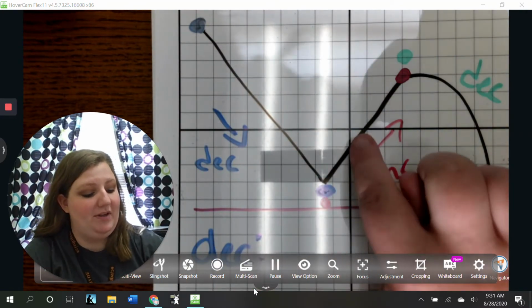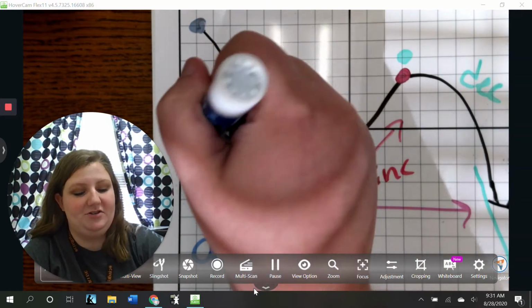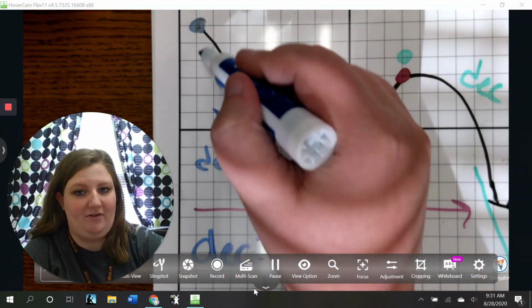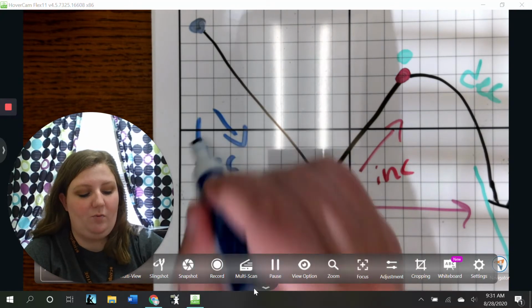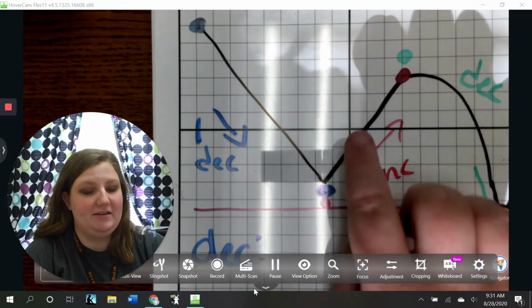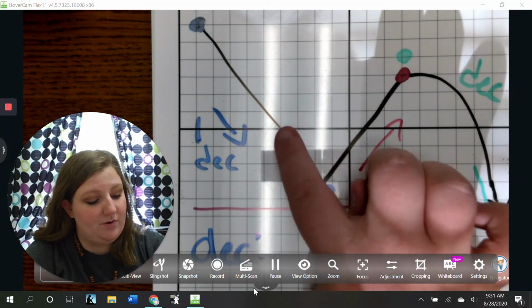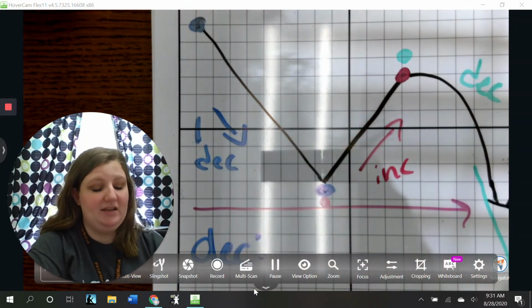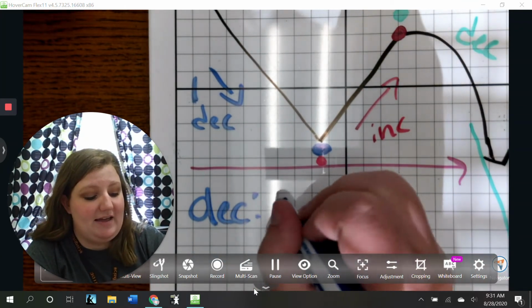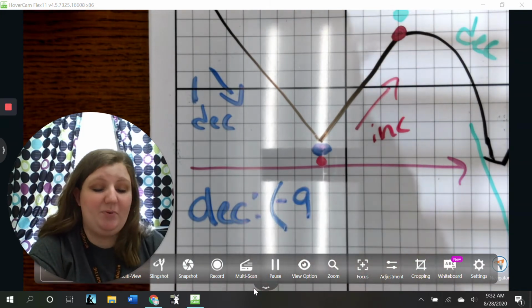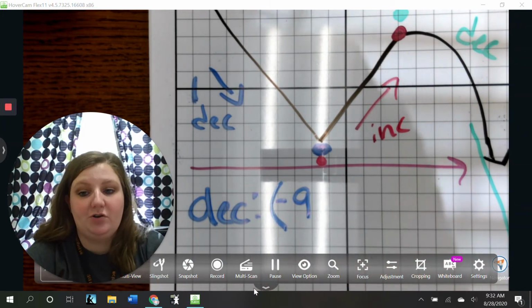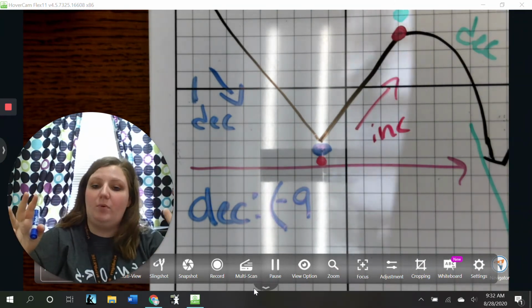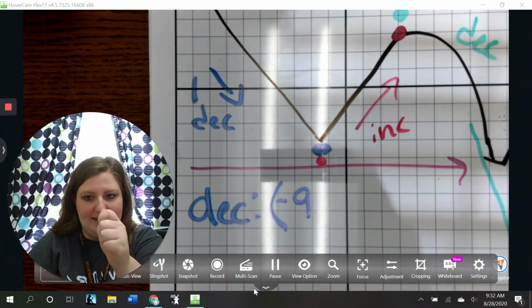So this point is, I'm going to come down here to my x-axis to look at it. So if I follow this down, we want to know what that x value is. So that is -1, -2, -3, -4, -5, -6, -7, -8, -9. Okay? So we start decreasing at -9. And we always put a parenthesis around it because we're increasing from this point to this point. We can't say that at -9 we're increasing.